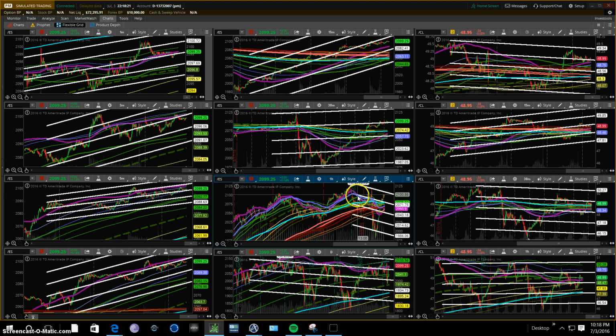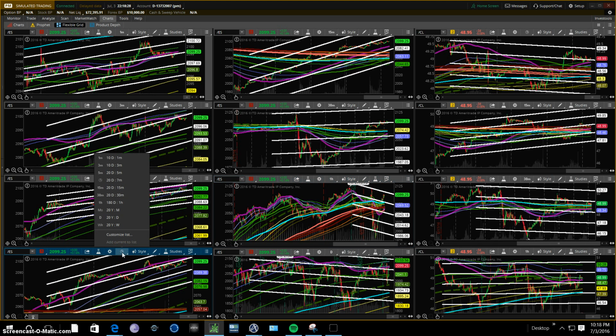Here I got 15, 30, 1 hour, and daily, 1 minute, 3 minute, 5 minute. I believe this one is 7 minute. Yeah. These are the smaller time frames. These are the bigger time frames for the ES. And I just like to watch crude oil, or I could switch it to something else. Just this row here. But yeah. Let's look at the daily real quick.